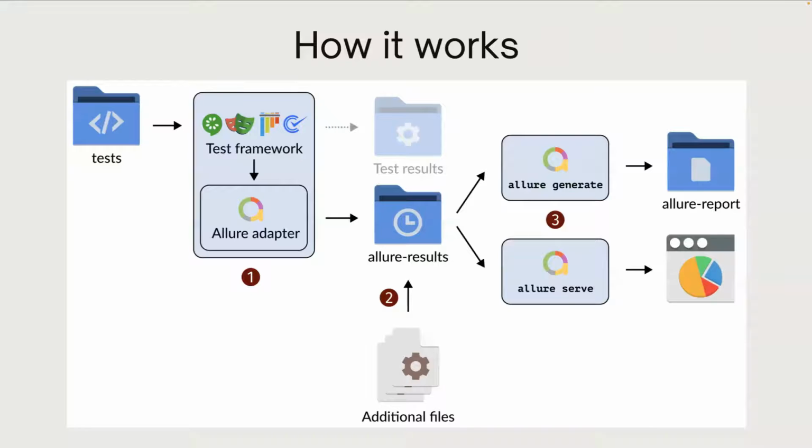Now, the only part which we didn't discuss is the Allure serve. Allure serve creates the same report as Allure generate, but it puts it into a temporary directory, and then it starts a local web server configured to show this directory's content. So both generate a different report. One is created in a folder, and the other is created using a local web server.